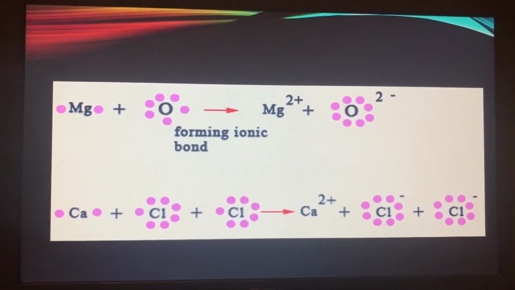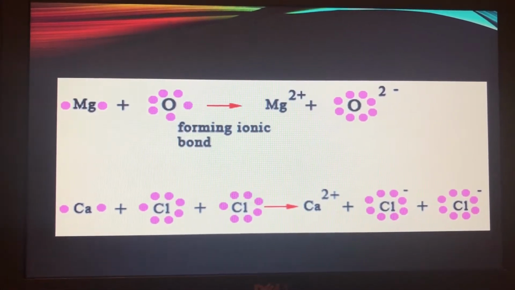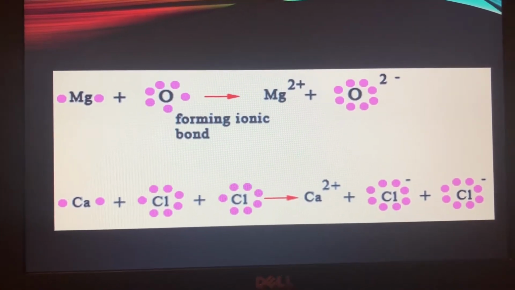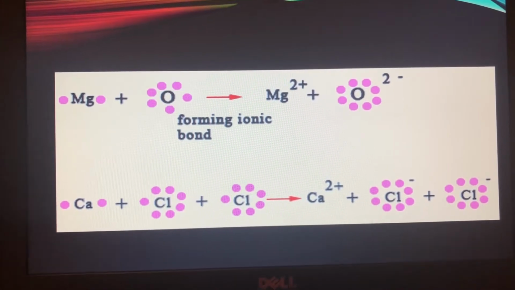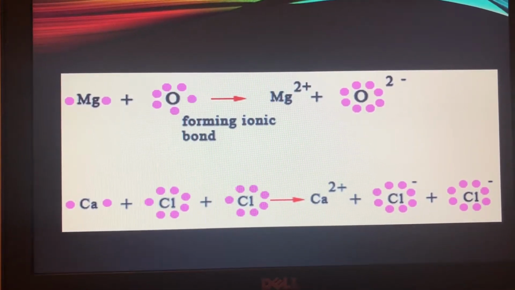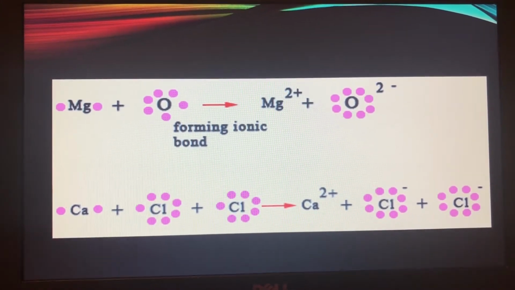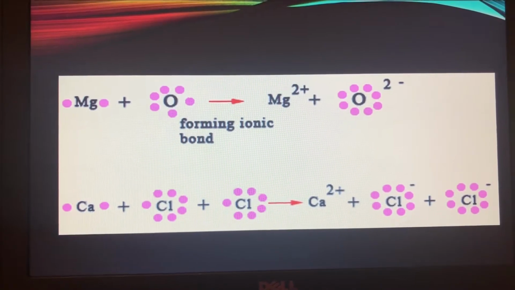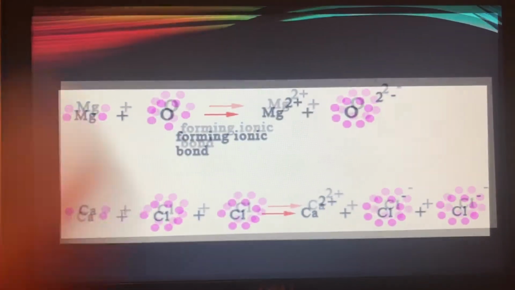The same goes for our bottom example. If you look at calcium and chlorine, calcium would give away its 2 valence electrons to the chlorine atoms. As you can see, we would end up with a 2 positive charge and then 1 negative and another negative. So again, this would ultimately balance out to leave an overall neutral charge.